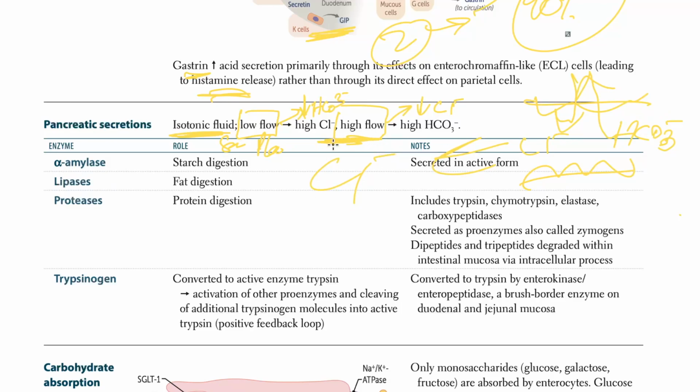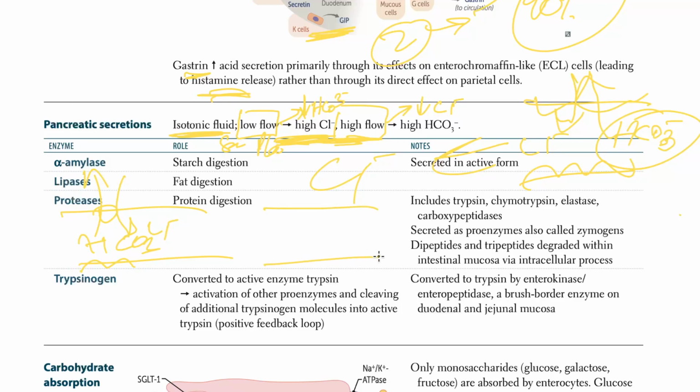High chlorides in your low flow. Why? Because the bicarb gets reabsorbed because of the low flow. So just think about it this way: the bicarb is staying there so long that the channels have the time to pull it back, and chloride comes down, right?